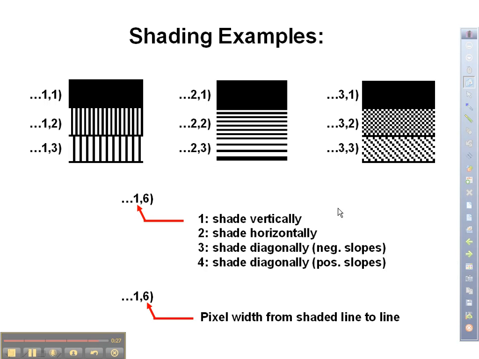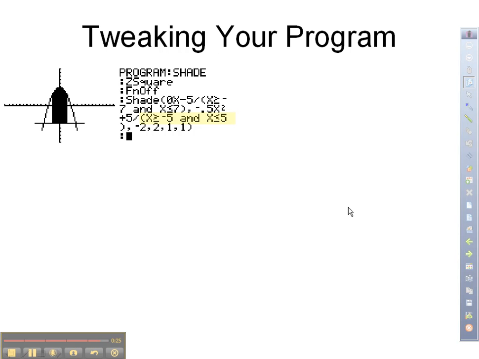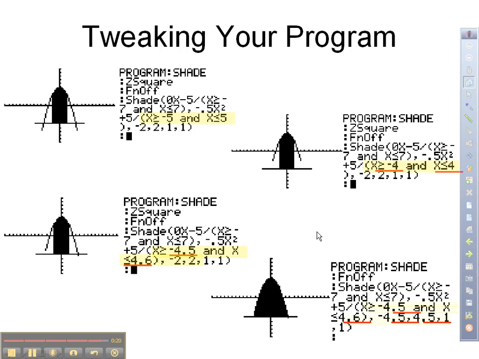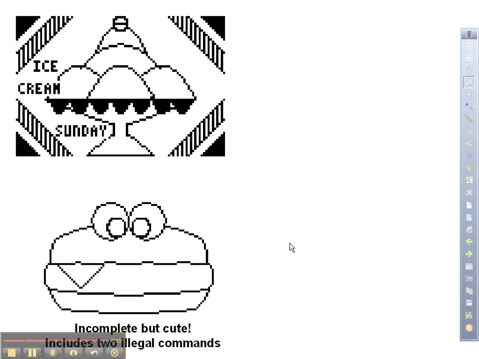Here's just some examples of the different types of shading. Tweaking your program, you're going to have to go back and adjust some things. This is all in your program packet.